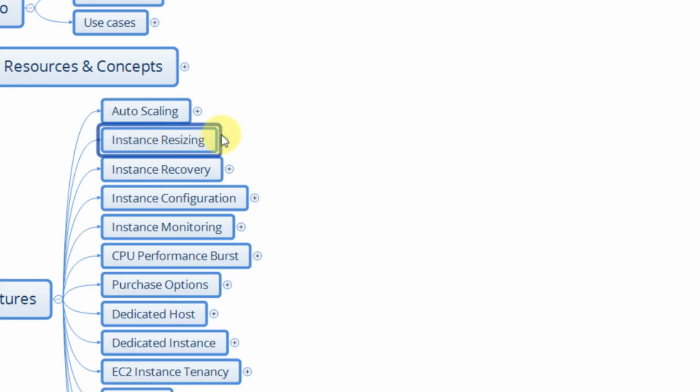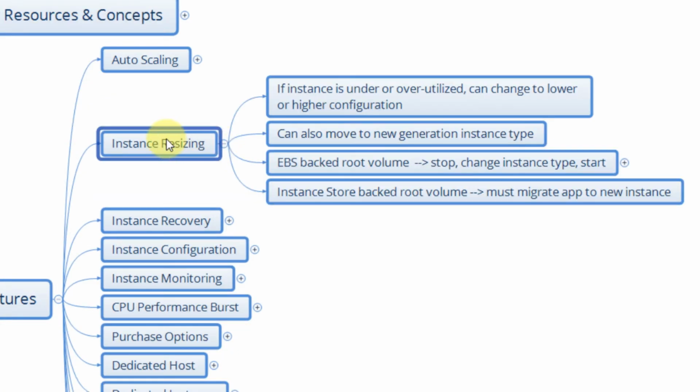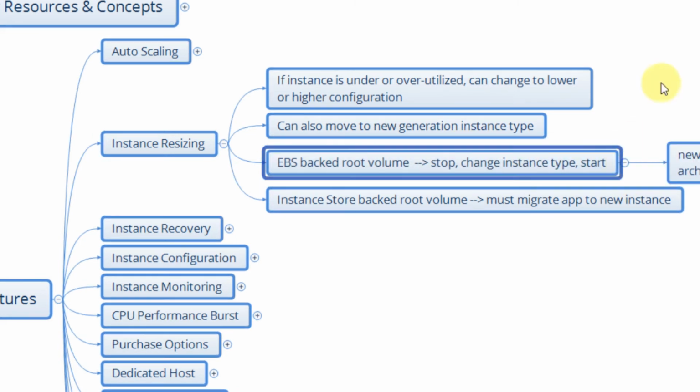A very important feature is instance resizing. Like I mentioned before, if after launching your application, due to the load on your system, you determine that the instance is under or overutilized, you have the ability to change it. Also, when new generation instance types are launched, you can move to them if you wish. For an EBS-backed instance, you just need to stop it, change the instance type, and start it. And that's all there is to it.